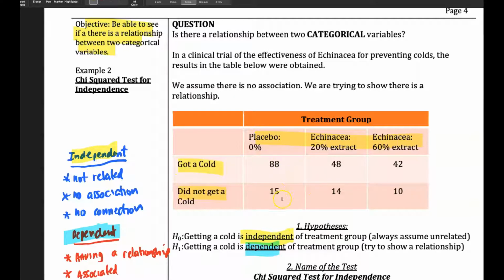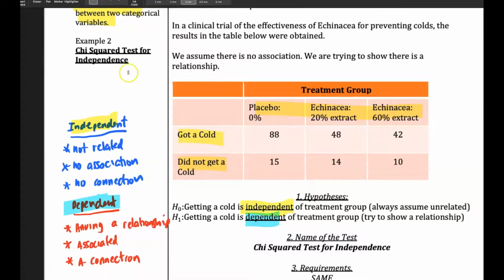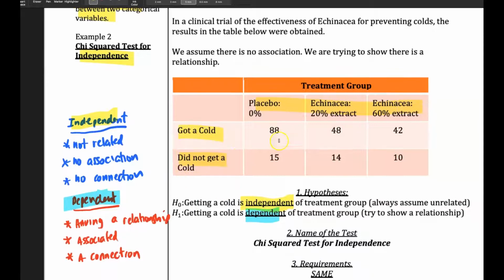And how can we, looking at these numbers, determine if actually there's a relationship, meaning that did the drug work, right? Is there an association somehow of the amount of drug that you take? Does it prevent you from getting a cold? And so that examination is called a chi-square test for independence, right? We assume there is no connection, right? That they're independent, they're not related.